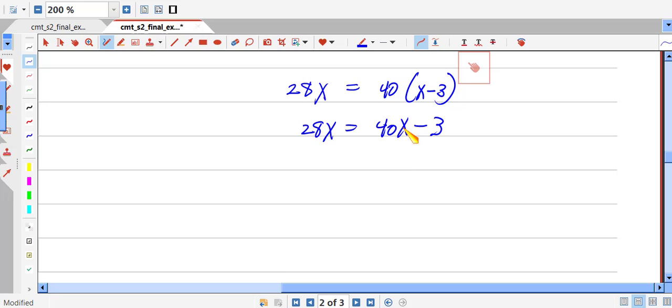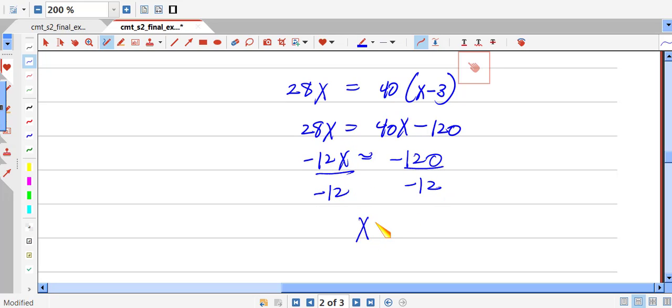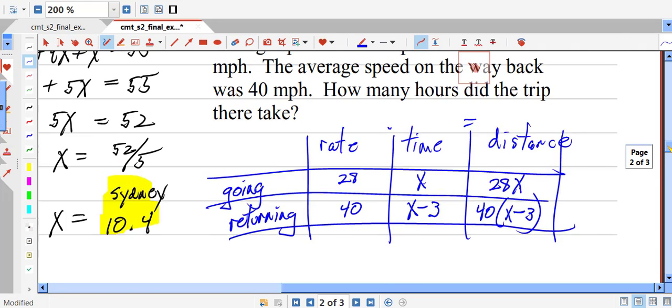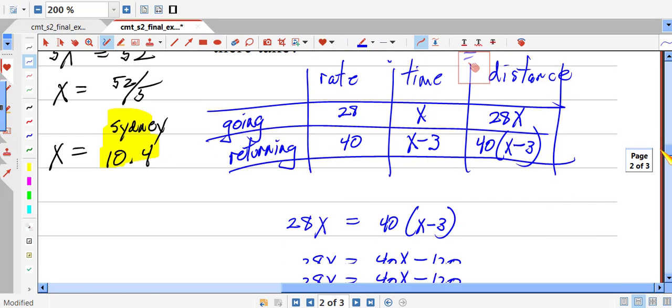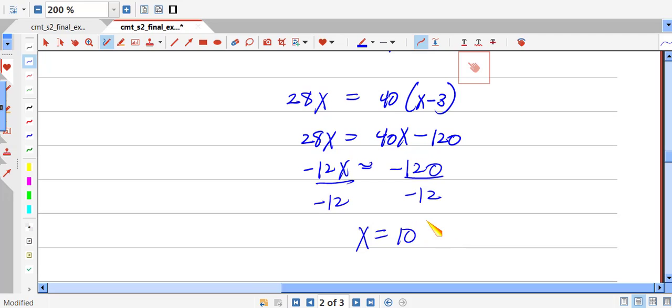And then you solve that equation, you get 28x equals 40x minus 120. That's better. So let me move the 40x over to the left. That's going to give me negative 12x equals negative 120. Divide by negative 12, and I get x equals 10. So that means going took 10 hours.